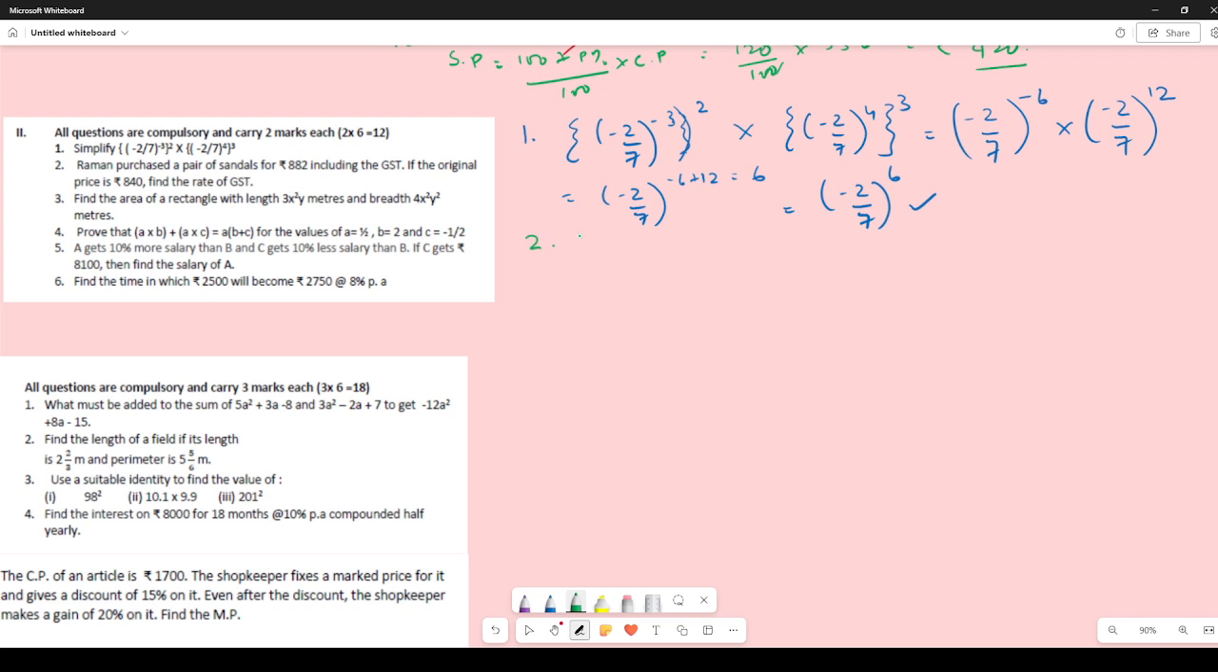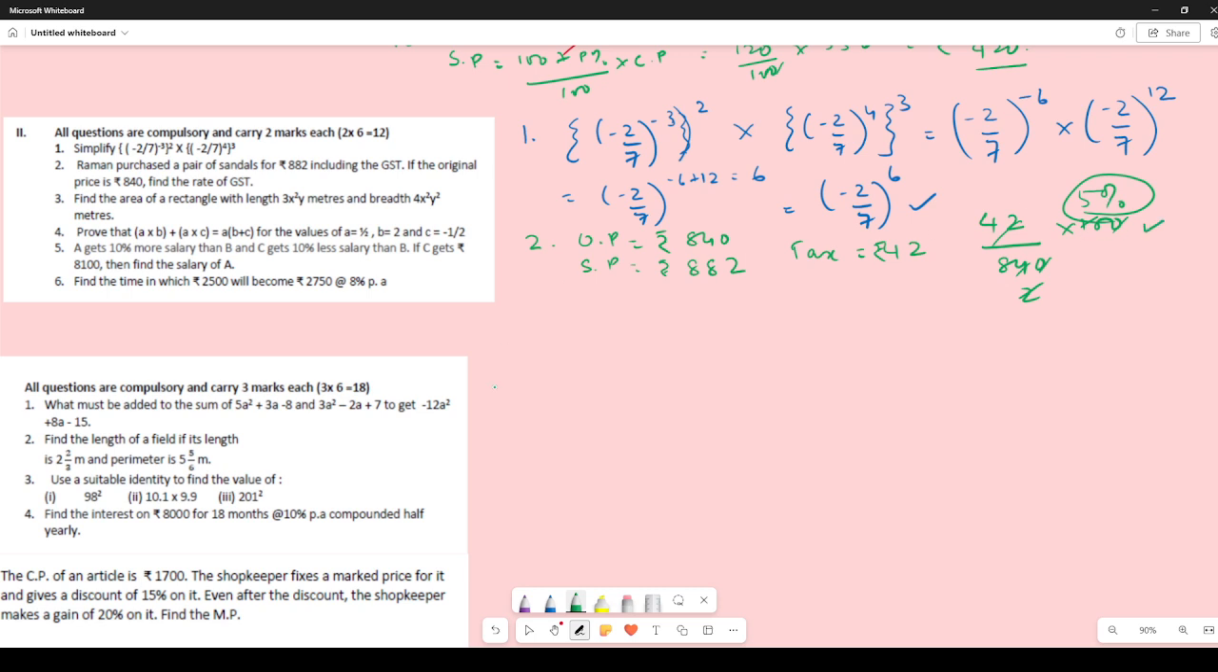Right. So the original price is rupees 840. With tax, the selling price is equal to rupees 882. So that means tax is how much? Tax is 42 rupees. Right. Now rate of tax is equal to 42 by 840 into 100. That makes it 5%. So rate of tax will be 5%.